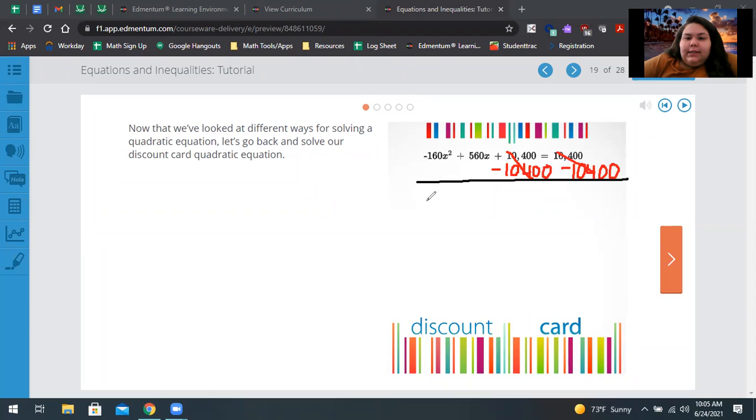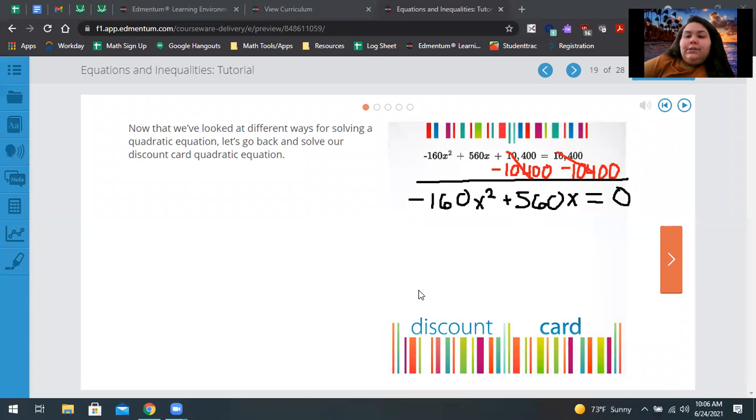So nothing happened to the negative 160 x squared. Let's go ahead and put that here, plus 560x. And that cancels, equal to, that also cancels, so we're just going to put 0 here. So it simplified our equation a lot nicer than what we would have gotten by just looking at it before.